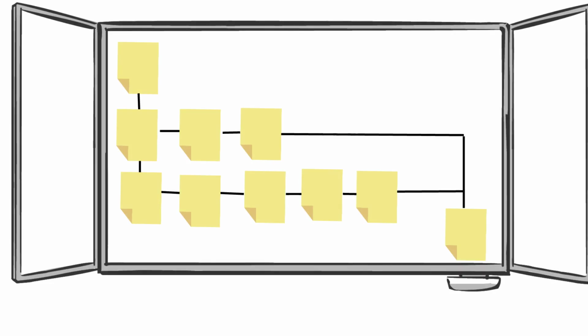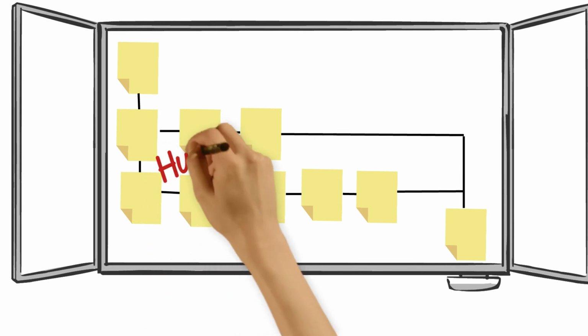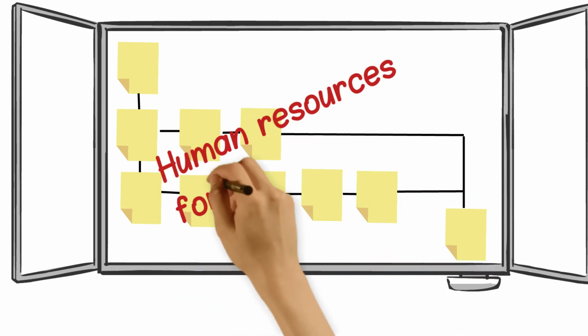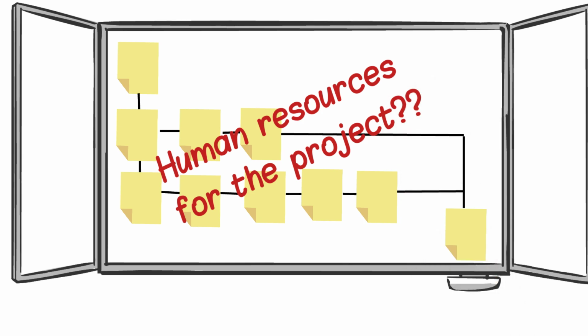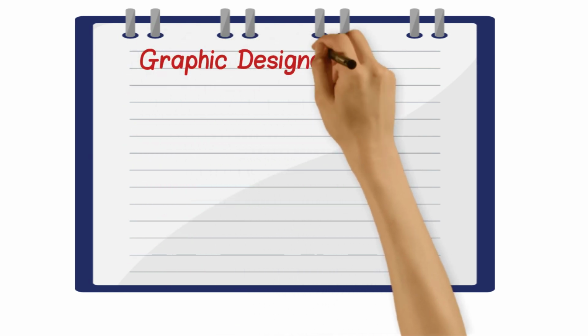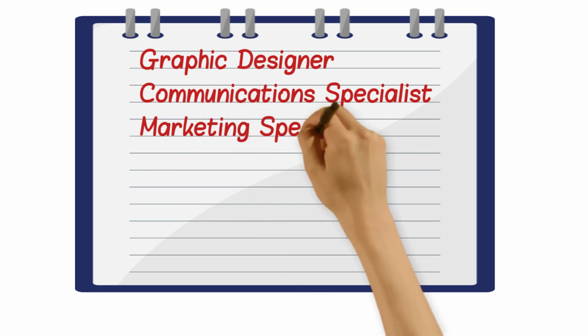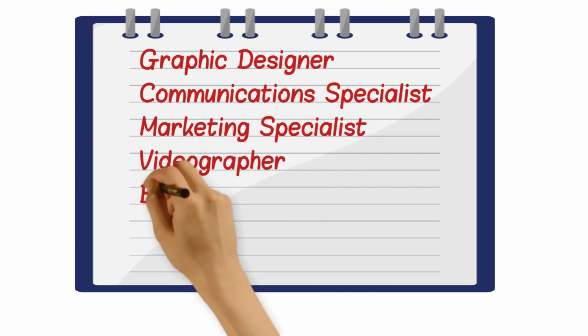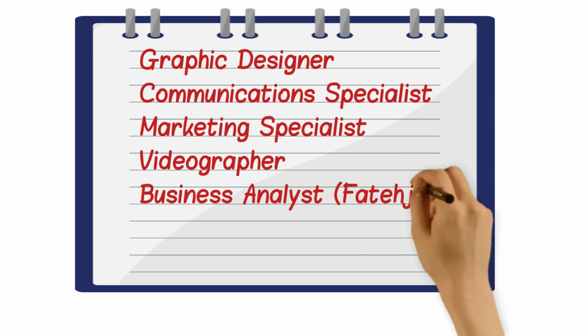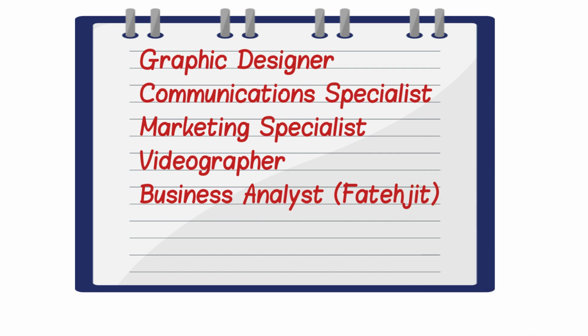Sophie steps back from the whiteboard to review the network diagram. Her next step is to consider the human resources who will be assigned to the project. Based on the work required for this project, she writes the following requirements on her notepad: graphic designer, communications specialist, marketing specialist, and videographer. In addition, a business analyst, Fadijit Kumar, was assigned to help plan the project's scope.